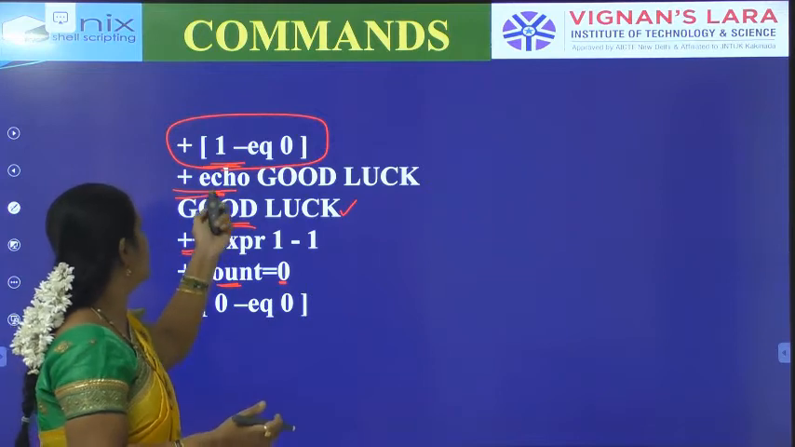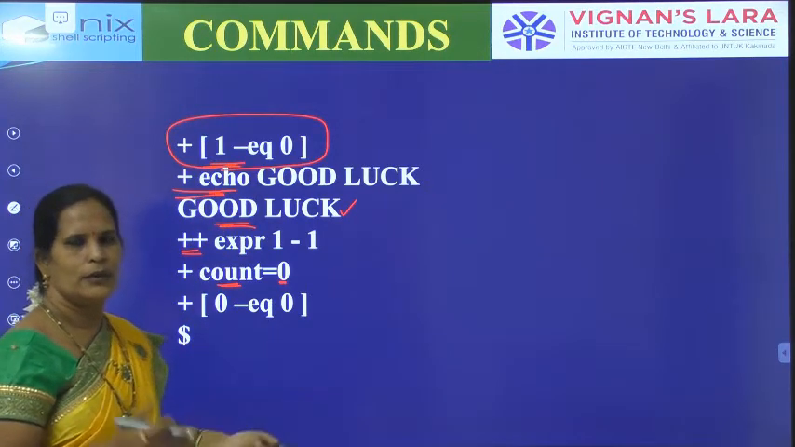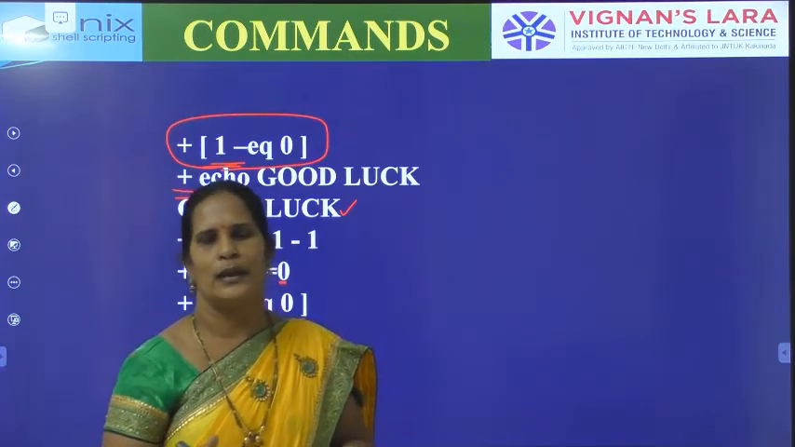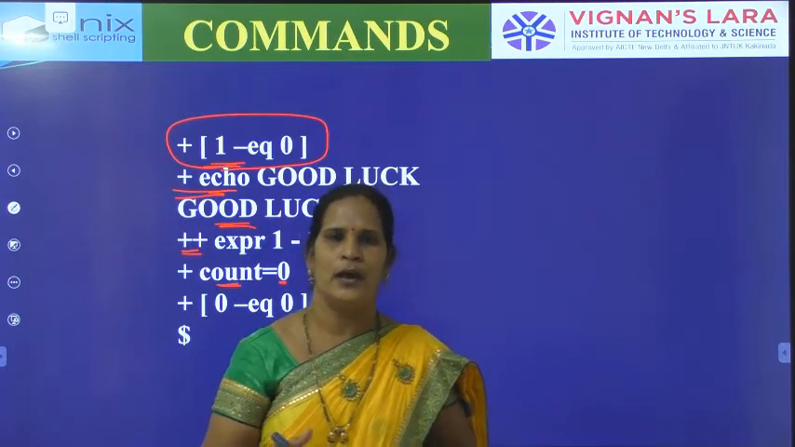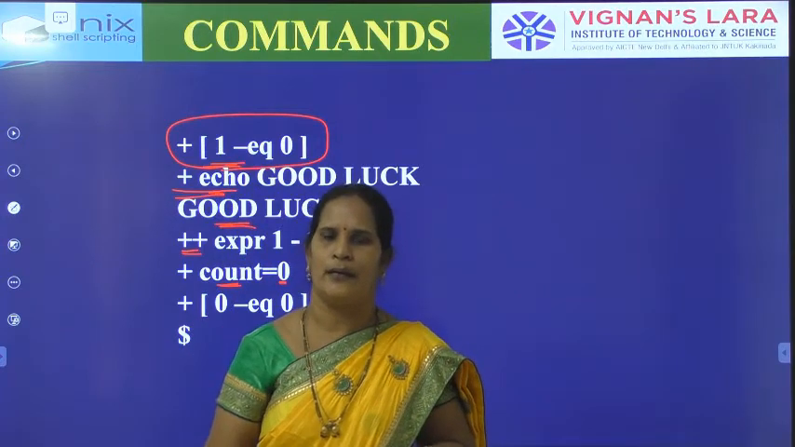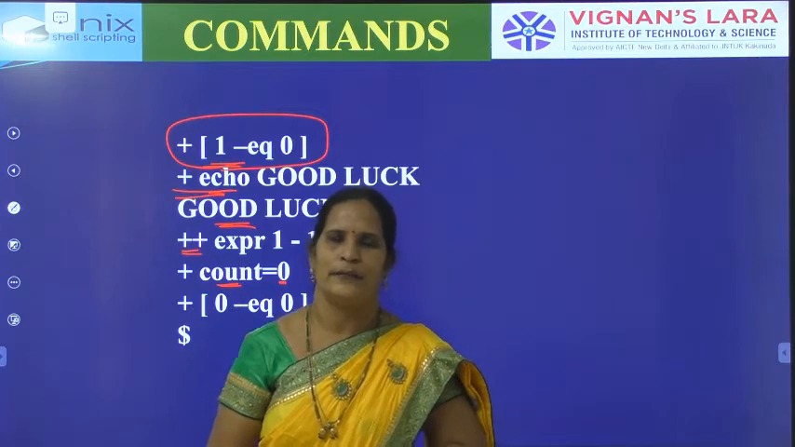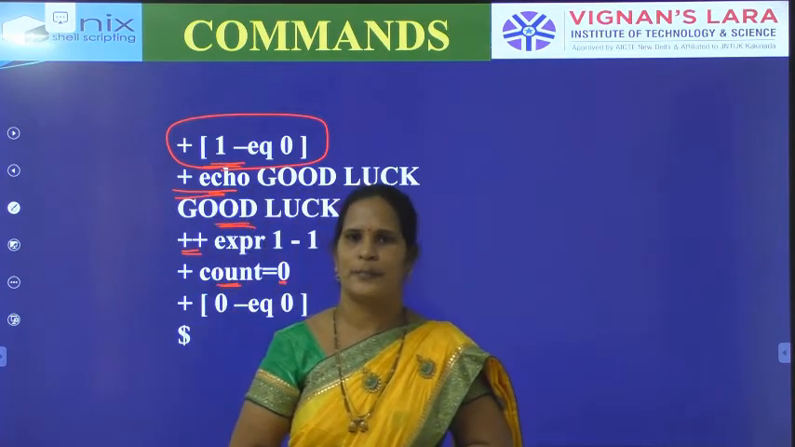Once again we have to check. So dollar count equal to 0 means 0 equal to 0. 0 equal to 0 returns a true value. Simply the control comes out of the until loop, meaning the statements specified between do and done are not executed. Simply the dollar prompt will be displayed. This is about the debugging script concept.